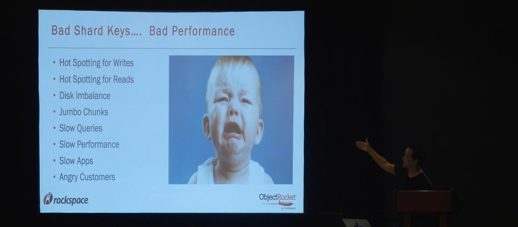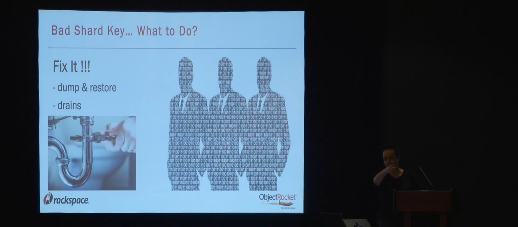So again, disk imbalance, I talked about that, jumbo chunks, slow queries, slow performance, slow apps, unhappy customers, not money in your pocket. So, what do you do? We talked about this a minute ago when you asked the question. The primary way to do that is to dump and restore and to drain it all back into one single shard, like David mentioned a few seconds ago. All right? So dump and restore.